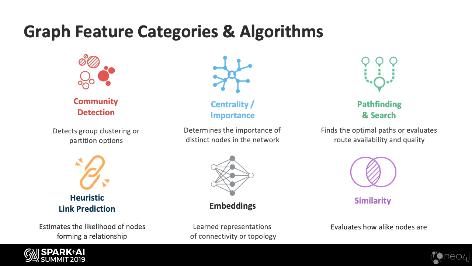You have pathfinding and search, which is I have some nodes in my graph. What's the shortest path between this node and this other node?